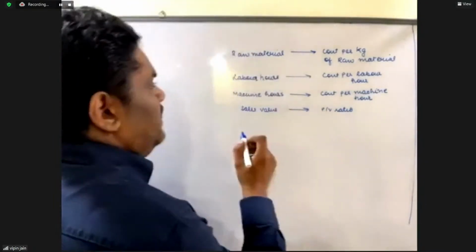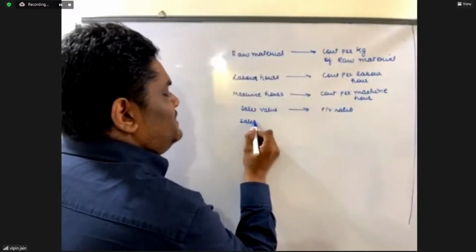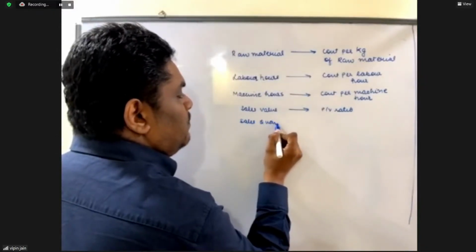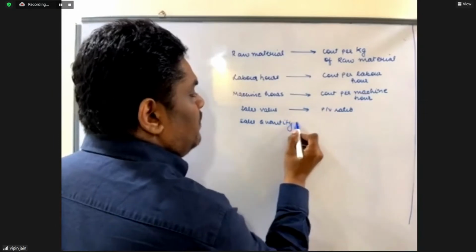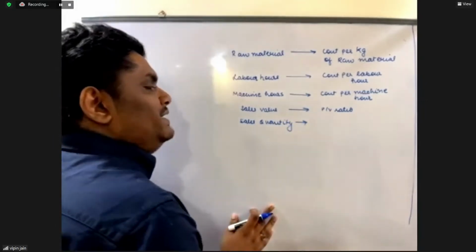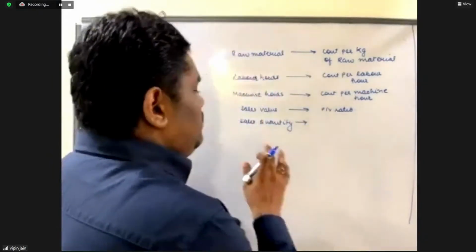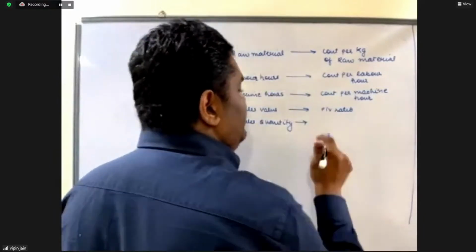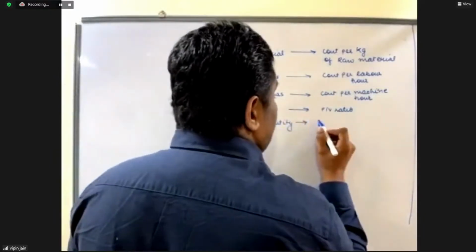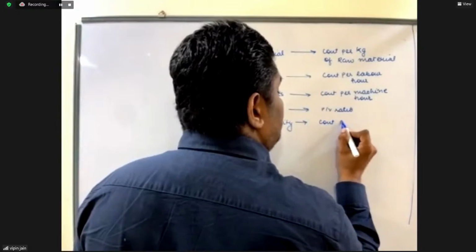Further, if the sales quantity is the limiting factor, that is, you cannot sell more than this many units in the market, then our decision will be based on contribution per unit.